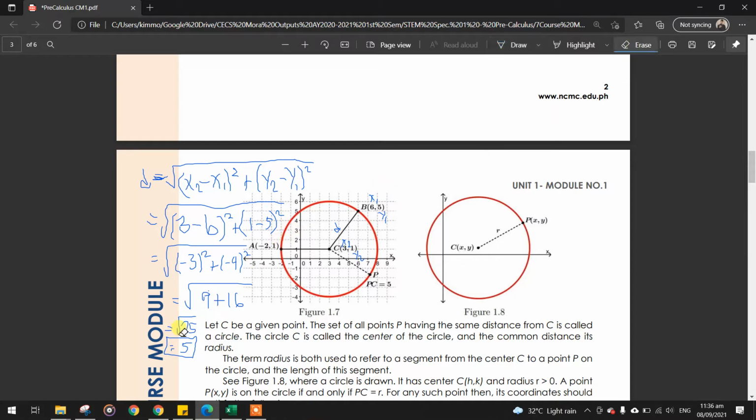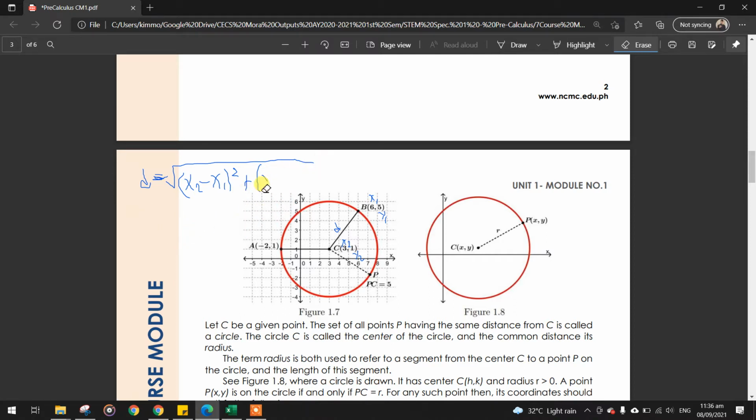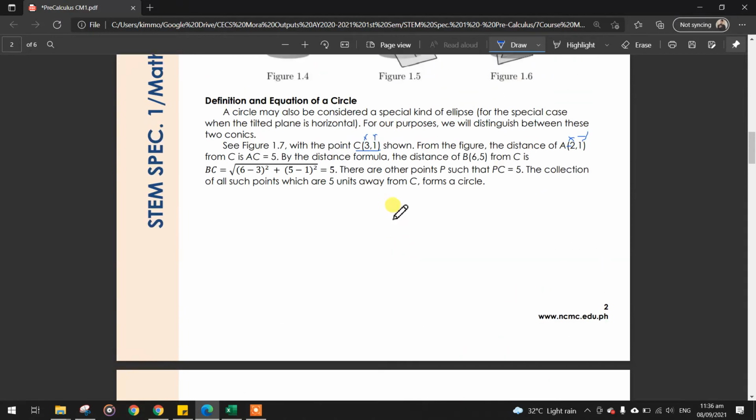And if you notice our result, I will erase this. It is better to write also while you are watching or listening to this discussion. You can write in your notebook. As you notice, our distance from A to C is equal to 5, and the same with our distance from B to C. There are other points such as this point P where the distance from P to C is equal to 5. So they are the same, equal to 5.